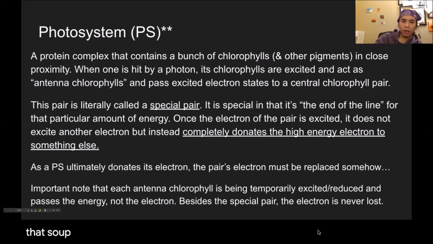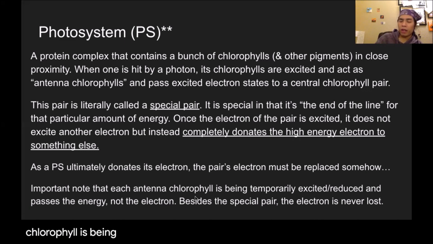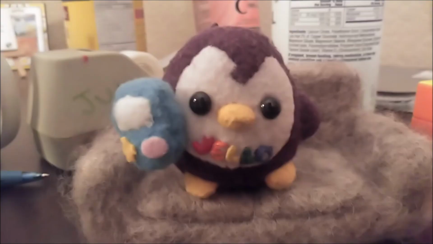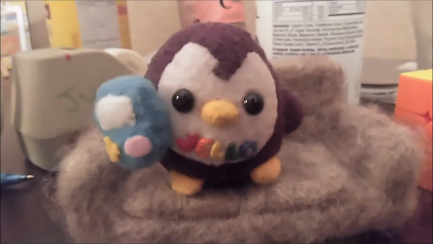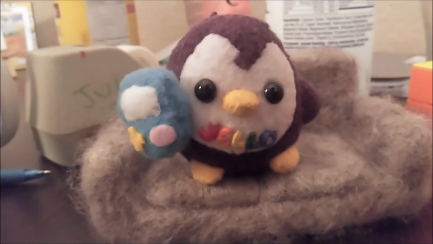So an important note that I want you guys to note is that each antenna chlorophyll is being temporarily excited and reduced and passes the energy, not the electron. Besides the special pair, a chlorophyll does not lose its electron. So, how do photosystems work?